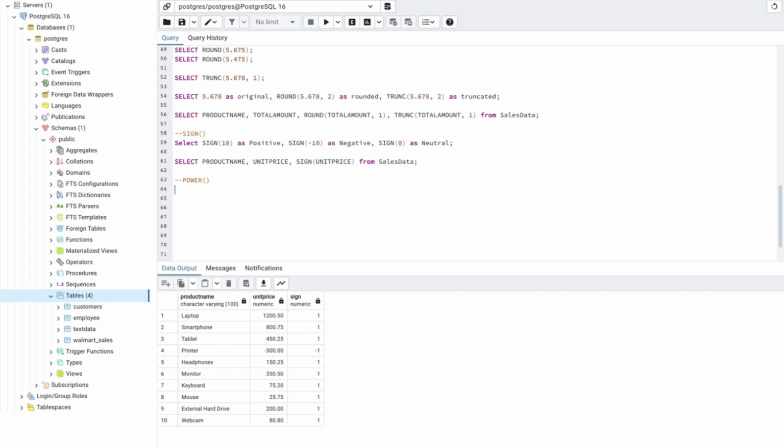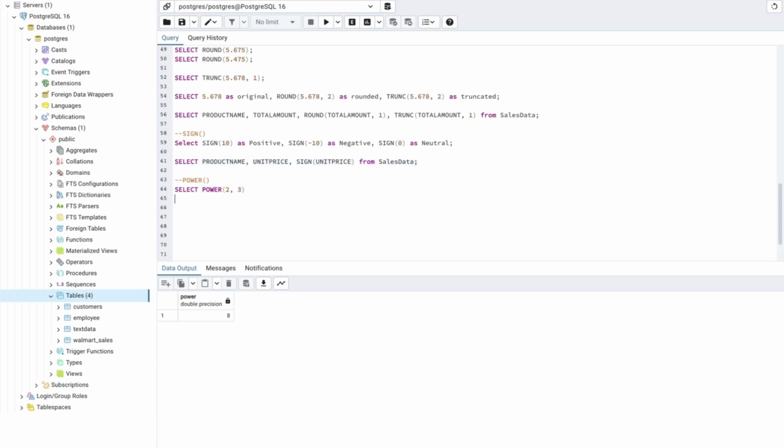Its syntax is simple. Power of base comma exponent. Let's say base as 2, exponent as 3. It means 2 cube, which is nothing but 8. There you go.